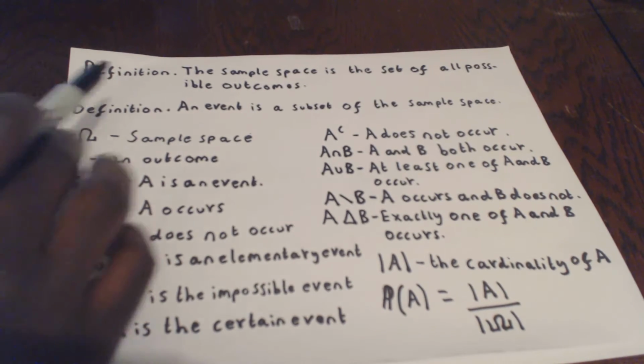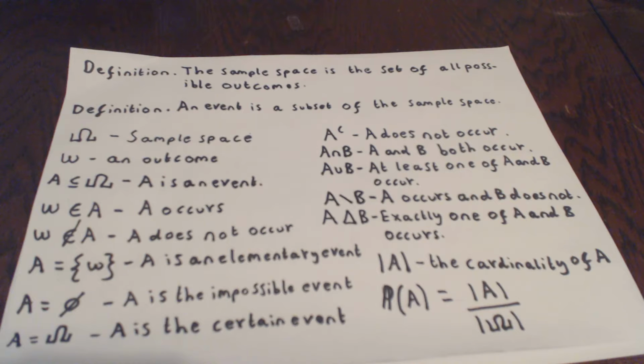Just some things to highlight. We've got the two definitions. The sample space is the set of all possible outcomes. An event is a subset of the sample space. Just note that when we say elementary event, we mean an event which contains only one element, which is obviously an event with only one outcome, I should say, which is a set with only one element. That's what I meant to say.